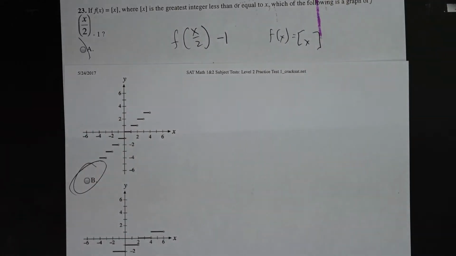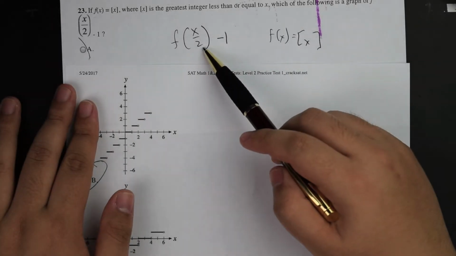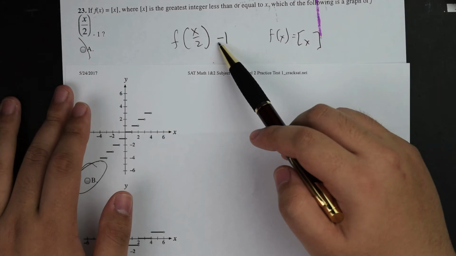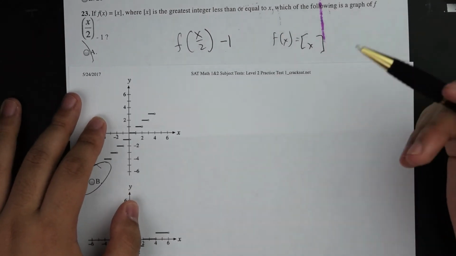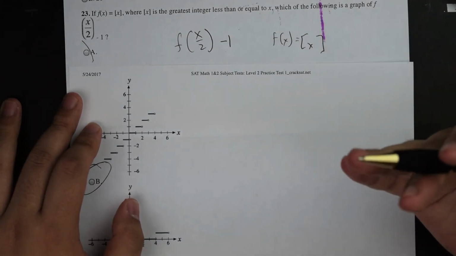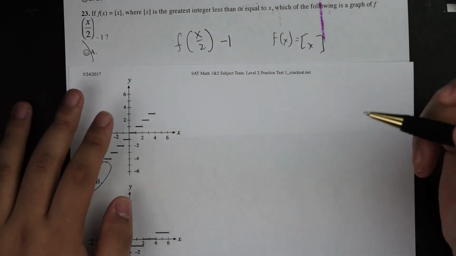But the question basically states a scenario where they use this bracket x, and they say that this bracket x is the greatest integer less than or equal to x, which is the following when we do the function of x minus 2, x divided by 2 minus 1. And the best way to approach this question is by plugging in specific values. So I did mental math with some values.